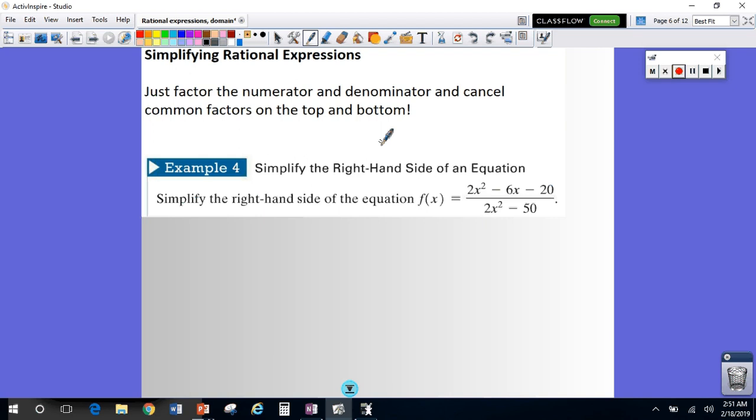Right. Now how to simplify rational functions? Just factor the numerator and denominator and cancel the common factors. I should not say top and bottom. In the numerator and denominator, whatever common terms you have, you cancel them out. That is called simplifying. Simplifying means what? Reducing the terms in the numerator and denominator.